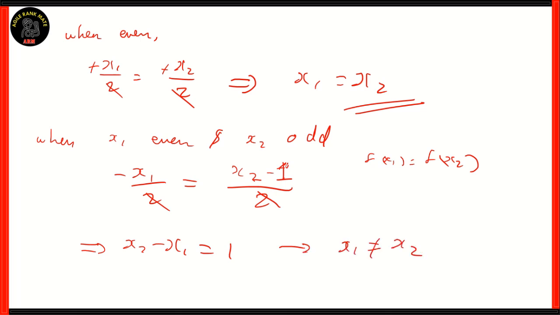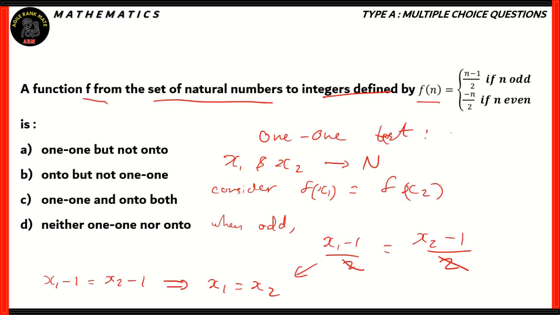So if one of them is even and the other one's odd, then that means that x1 is not equal to x2. Now what does that mean? It means if you have the same function value given for x equals 2 and x equals 3, then 2 is definitely not equal to 3. So that means the function doesn't contradict itself, which ultimately implies that f of x is a 1-1 function. All right, so f is 1-1.